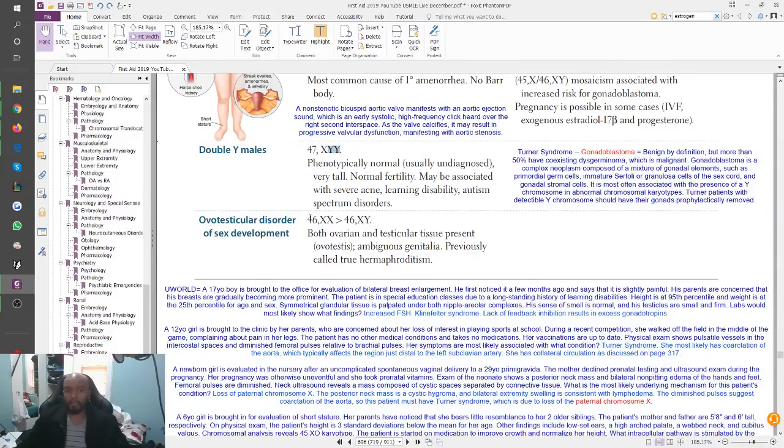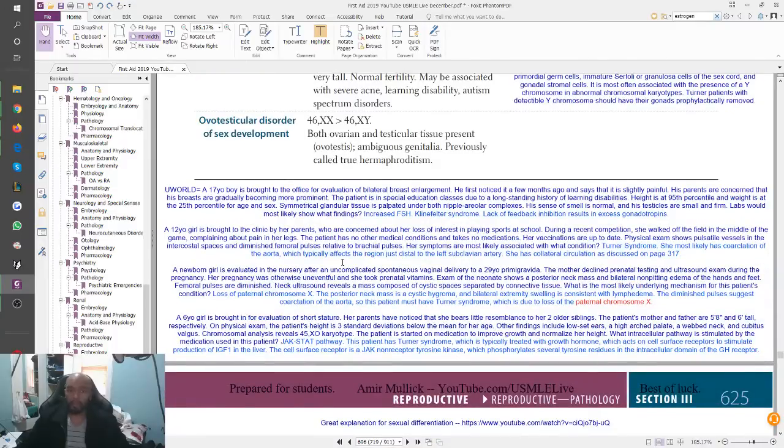You might have a 46XX or a 46XY, either one of them, both ovarian and testicular tissue present, ambiguous genitalia, previously called true hermaphroditism. Right? And this is a more recent change. They don't really use true hermaphroditism as a thing anymore. So both ovarian and testicular tissue are present, right? Ovotesticular disorder. And this is pretty rare. I haven't really seen any questions on it.